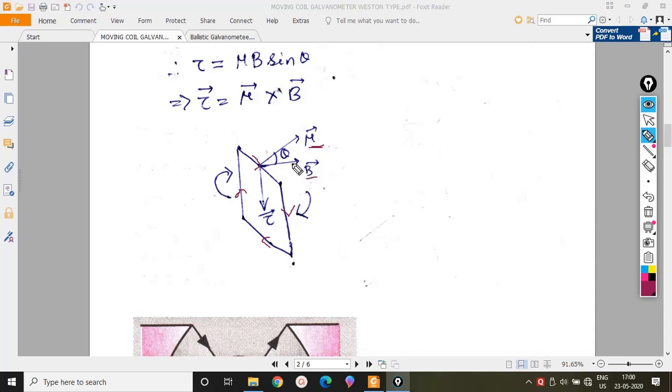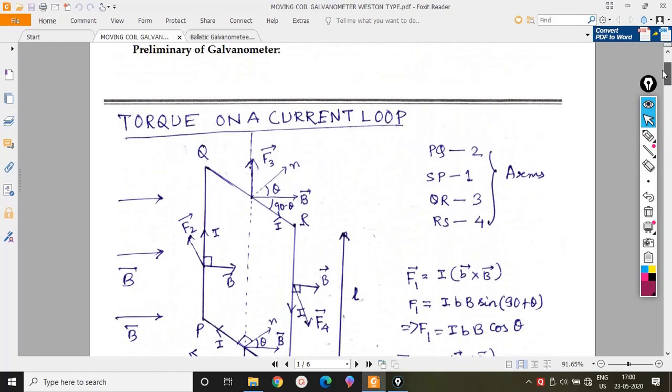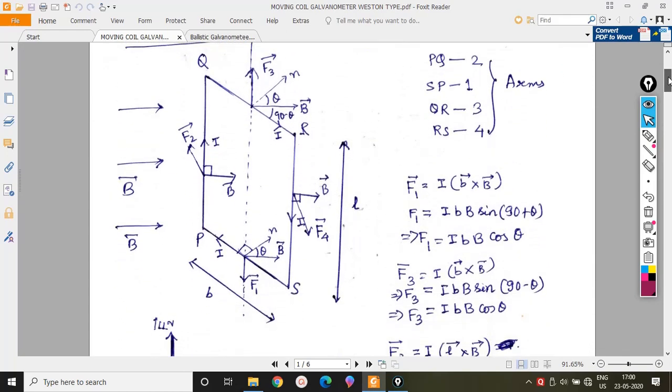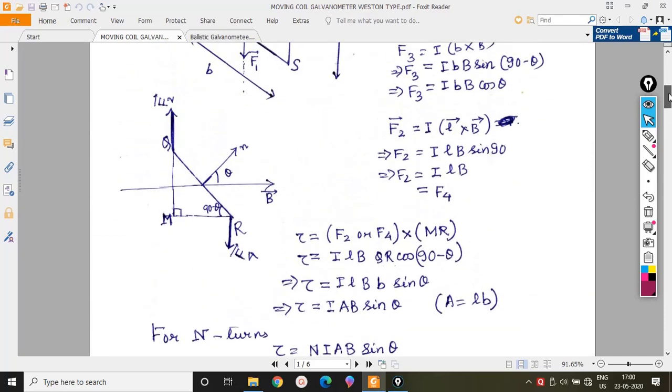So the angle between mu and B is theta, just like the area vector. So your torque is mu cross B, because the magnitude of mu cross B comes out to be mu B sine theta. So this is the expression for torque in terms of magnetic dipole moment. The expression for magnetic dipole moment is not strictly necessary here, but still we try to give you this.